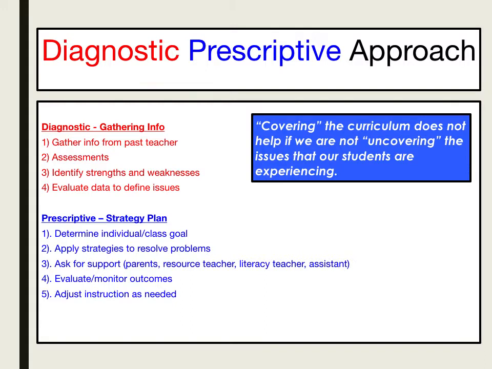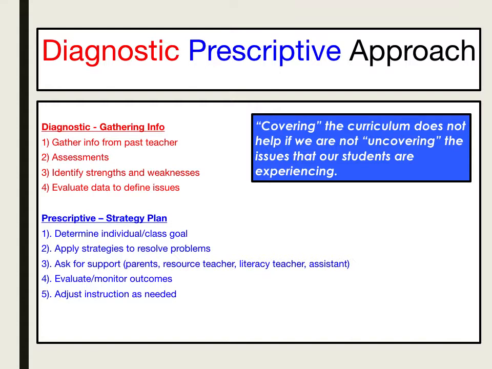If you can remember, we've talked about being diagnostic and prescriptive, and this is the part where we talk about how to do that. So what you'll do is you'll be diagnostic, where you'll gather the information from your past teacher, you'll take your information from the assessments, you'll identify the strengths and weaknesses within each student, and you'll evaluate the data to define any issues that you see going on within each individual student and as a class as a whole. Then you'll move on to a plan.